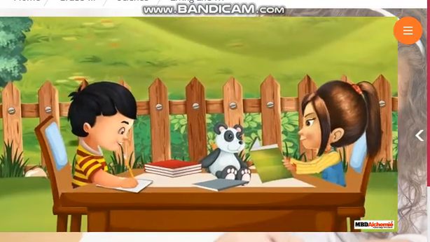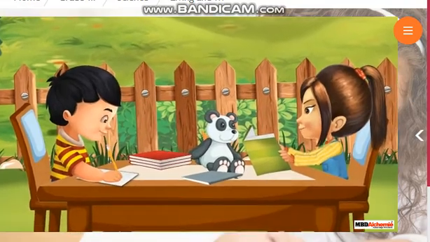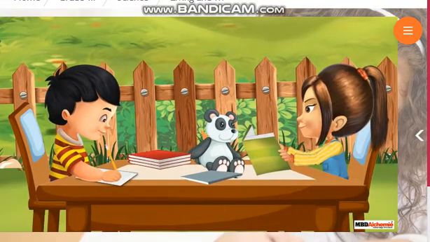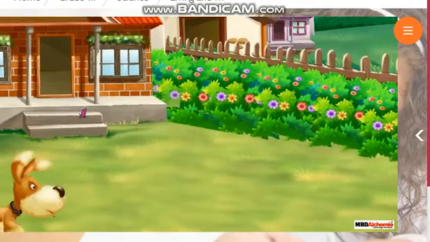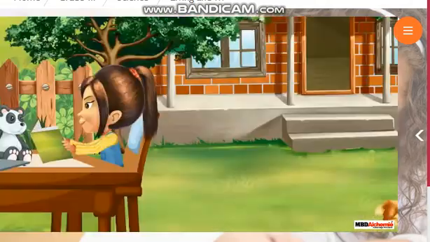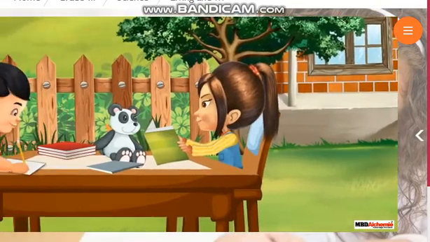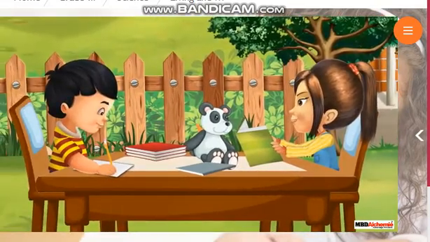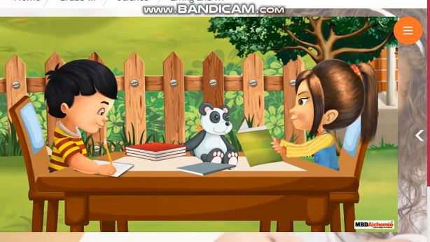Sid and Alicia are doing their homework in the lawn. Come, let us join them. Look, Diamond is running behind a butterfly. Alicia and Sid, on the other hand, are sitting on a chair and are busy studying.